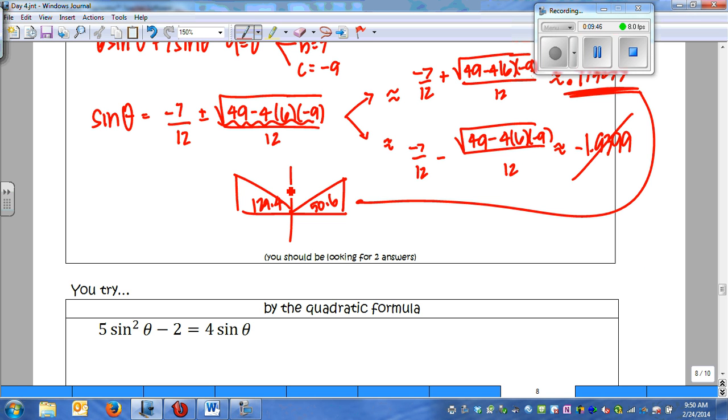Two solutions to this quadratic trig equation, 50.6 degrees and 129.4 degrees. Pause the video and try the one below.